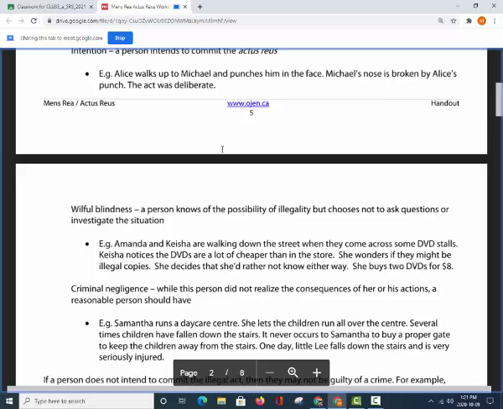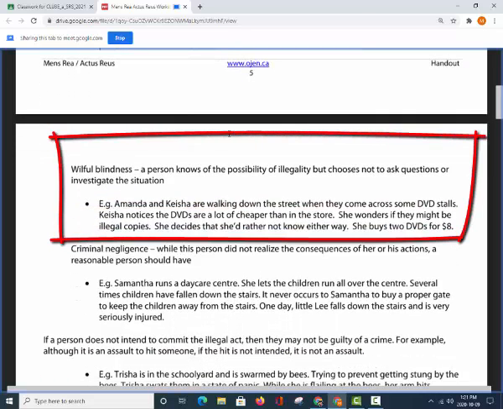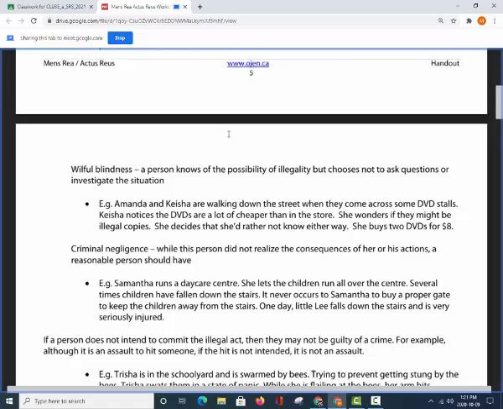All right, the second one, willful blindness. A person knows of a possibility of something being illegal, but chooses not to ask questions or investigate the situation. Here's the example. Amanda and Keisha are walking down the street when they come across some DVD stalls. Keisha notices the DVDs are a lot cheaper than in the store. She wonders if they might be illegal copies, but she decides that she'd rather not know and just buys 2 DVDs for $8 anyway.